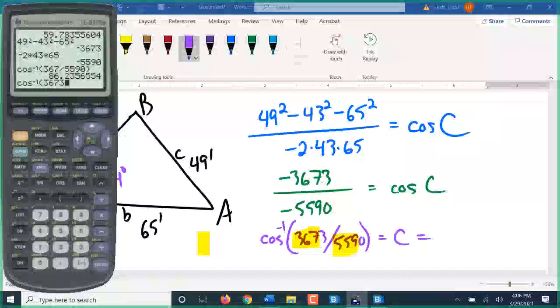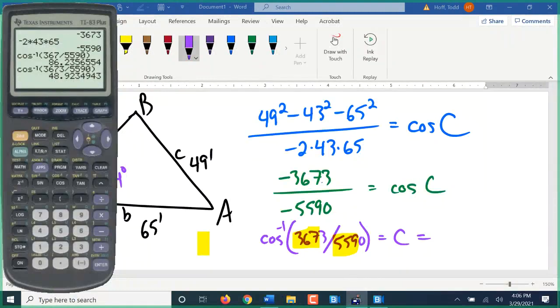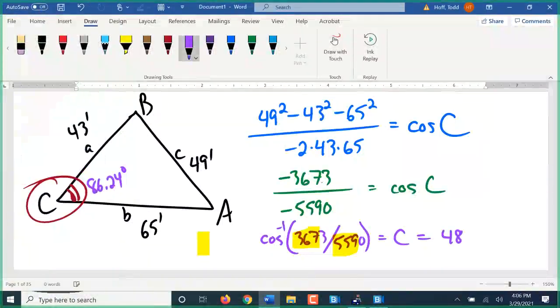73. 48.92 look better? I did have that one on my last try. I don't know if I'm just typing that in wrong on my calculator on my phone, but it comes up to a decimal. You have to click enter then, after usually. Yeah, I do the... Because I got 3673 over 5590.